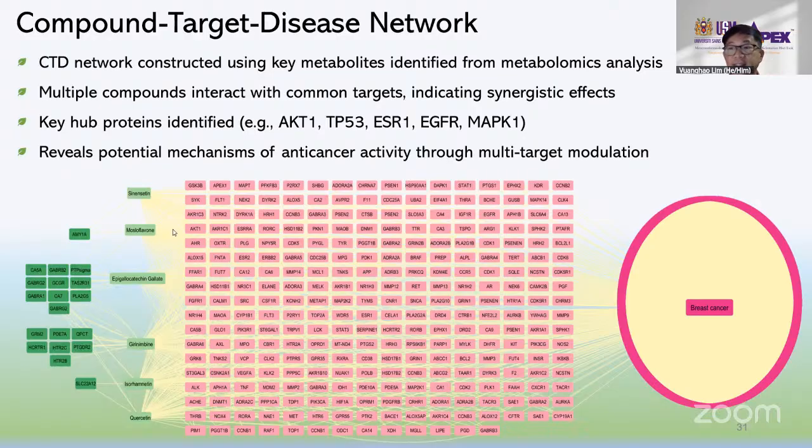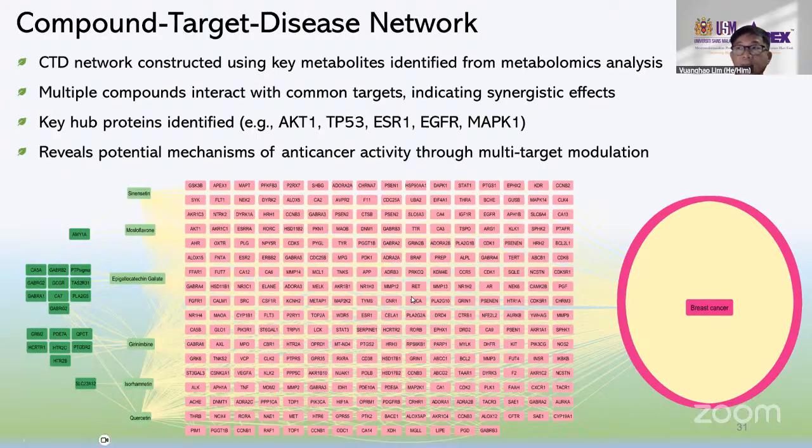So we do see several hub proteins here, for example AKT1, TP53, MAPK1, which appear repeatedly in the network. We can see here, these proteins are well established in cancer biology, suggesting that our identified metabolites may influence the key signaling pathways involved in tumor progression.